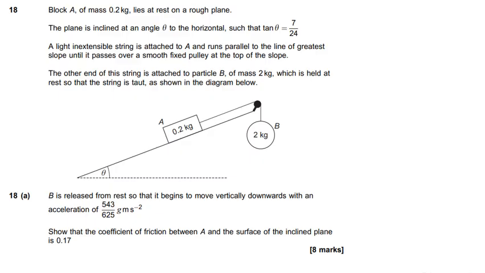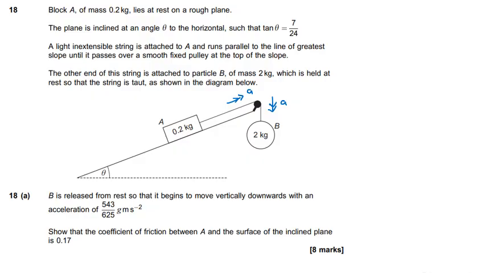Okay, so in this question we've got a block A resting on a rough plane, so that means there's going to be a coefficient of friction to deal with. It's attached by a string over a pulley, and then there's another particle B, 2 kilograms, at the other side, and we're told when it releases from rest, B starts to move downwards. So it's going to have an acceleration acting down, and that means that A, because it's an inextensible string, must have the same acceleration moving up the slope.